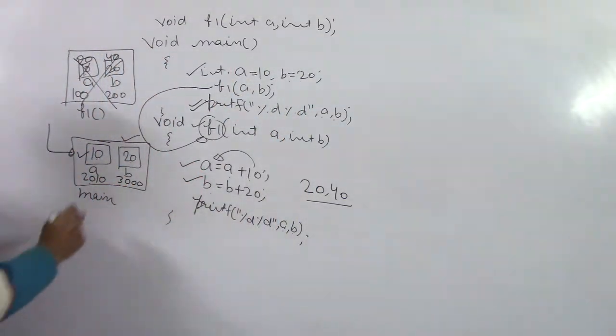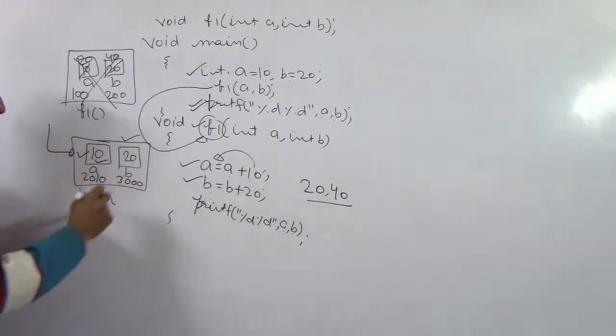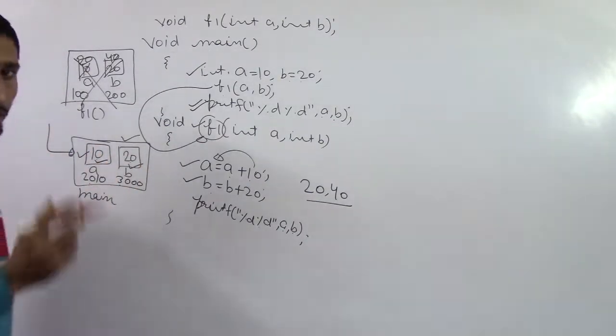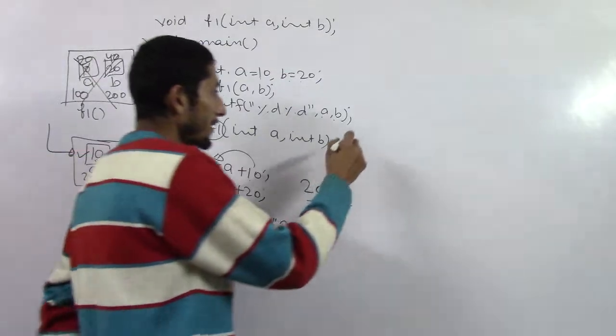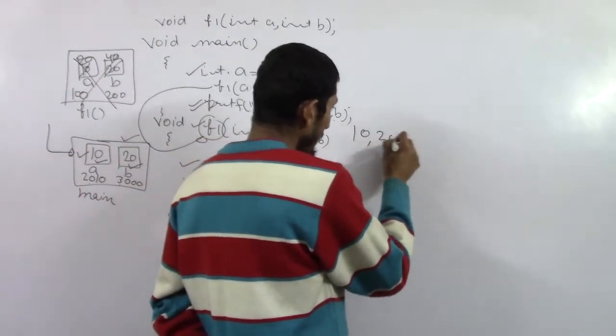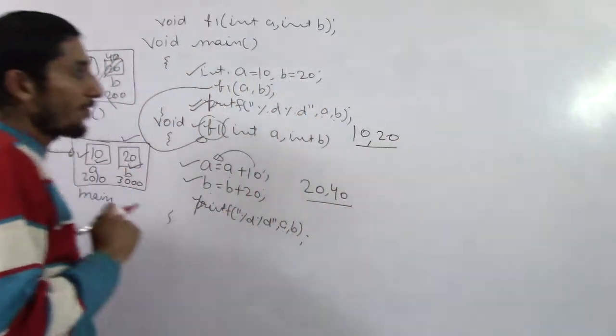What is the value of A? The value of A is 10, the value of B is 20. So what will the compiler do? The compiler will print 10 and 20. So what is the motivation of this program?